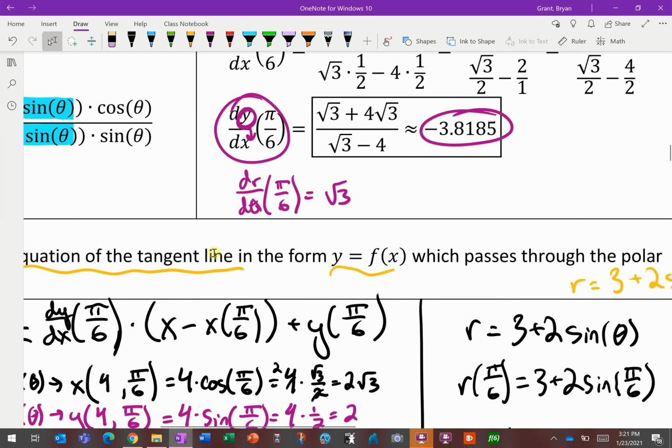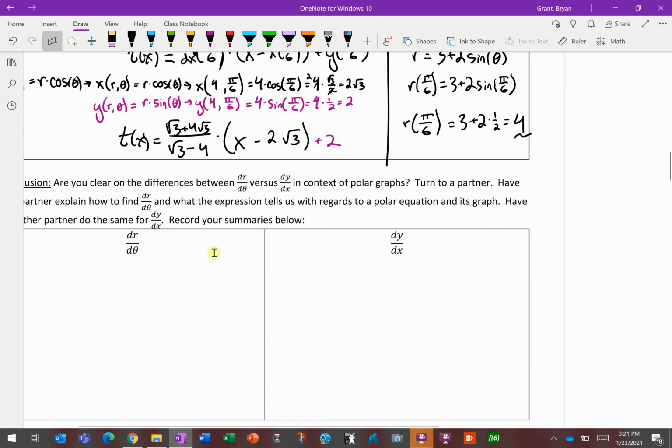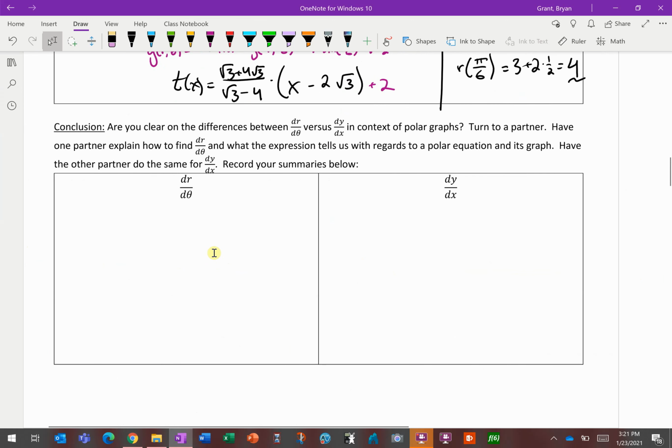Alrighty, what do we have left to do? Well, if this was an actual partner activity, I'd ask you to go through this. I think we can just talk it through, though, and you can probably take notes quickly. Your goal, and maybe you're working together, is to understand the difference between dr d theta and dy dx in the context of polar graphs and polar equations. So if you're working with a partner or on your own, take a quick second, pause me, and see if you can jot down what dr d theta will tell you about an equation versus dy dx, and then we'll talk it through after. Ready, set, go.